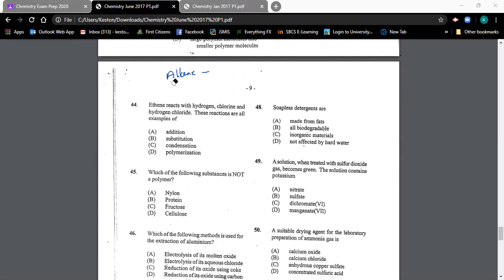Yes, that's correct. Addition, right? Alkenes undergo addition reactions. Alkanes undergo substitution reactions. So A, addition.